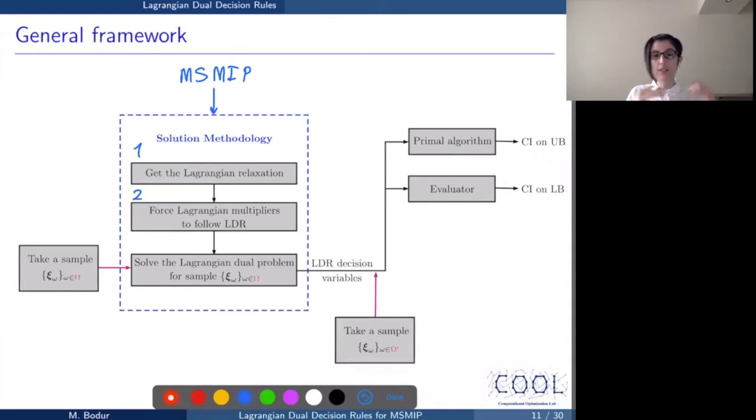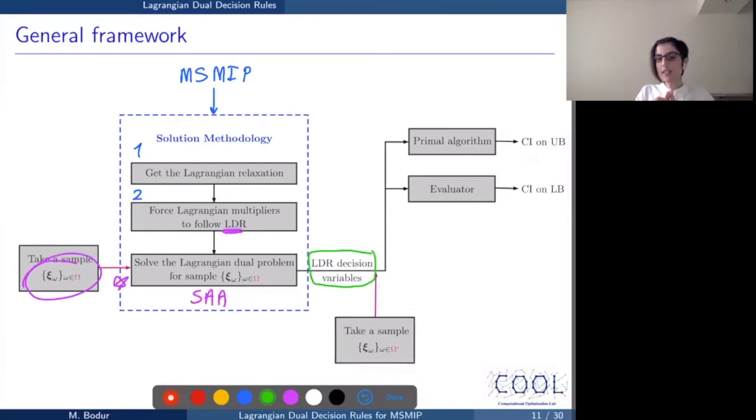And now that we have this Lagrangian relaxation problem, because we are applying LDRs on the dual variables, it collapses into a two-stage problem, which we can solve with our favorite approach, for instance, sample average approximation. So for that two-stage problem, we will get a set of scenarios and solve it. As a result, we will get some LDR decision variable solution. That will be our key output from the methodology.